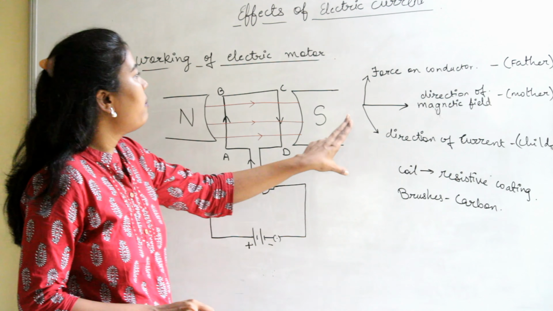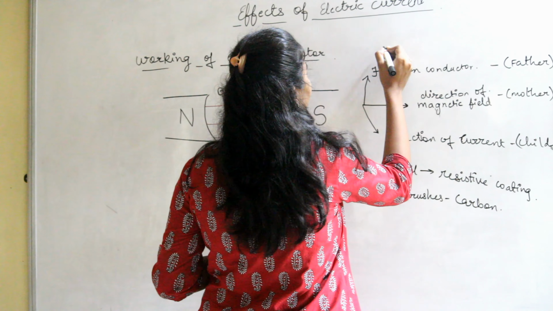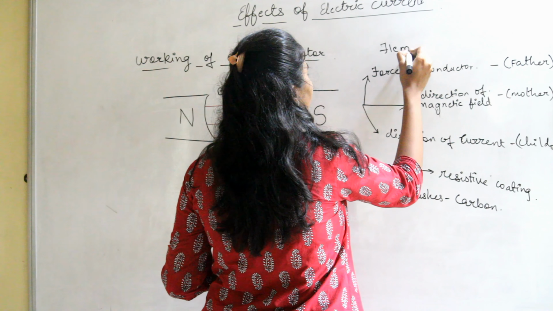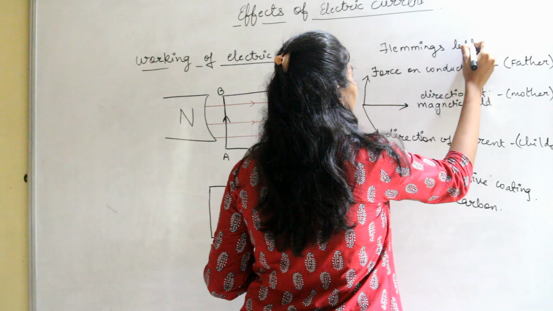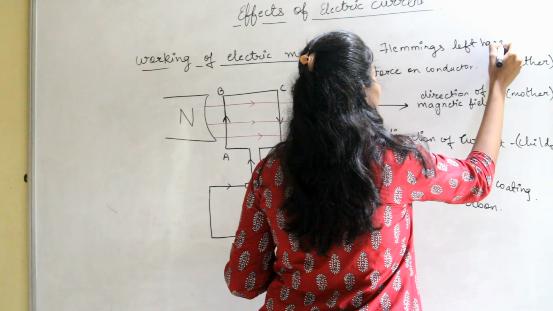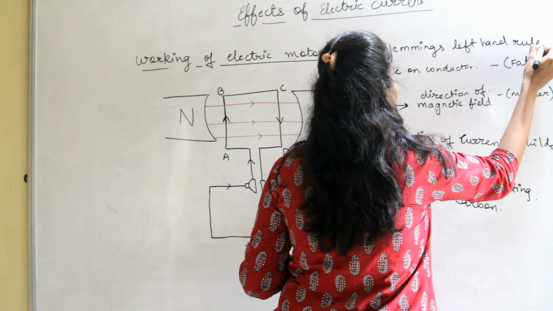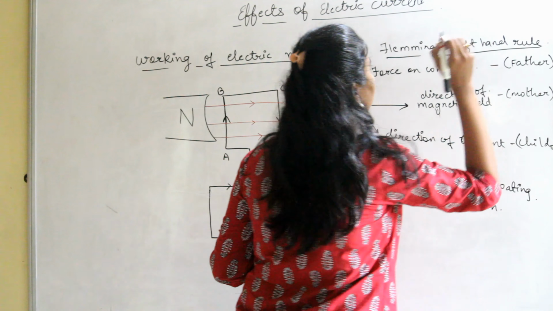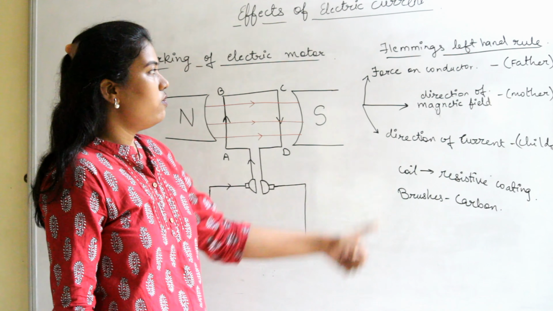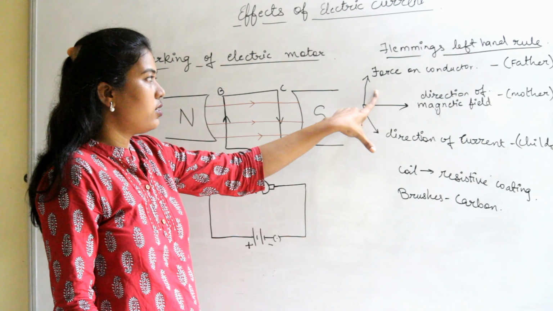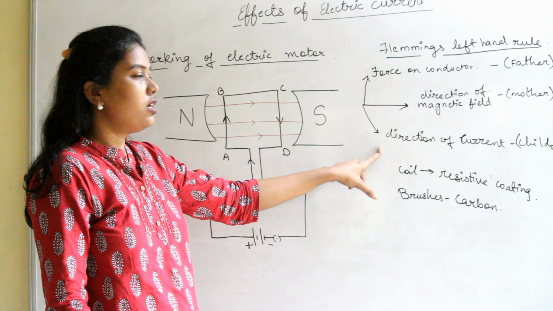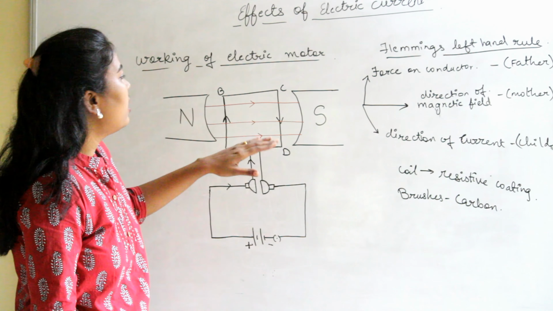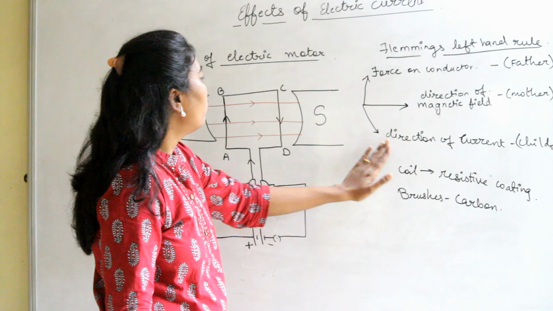We know this is Fleming's left hand rule. According to this rule, this is the force on the conductor, this is the direction of the magnetic field, and this is the direction of current. So now we'll apply this law over here.